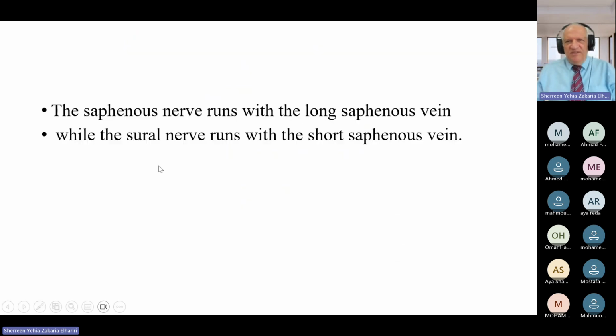I am about to finish. The saphenous nerve runs with the long saphenous vein, and this is why we don't do stripping below the knee. The sural nerve is in the back, and it runs with the short saphenous vein. So nowadays, ligation or operation for veins is done just above the knee. After that, we use the multiple avulsion technique.